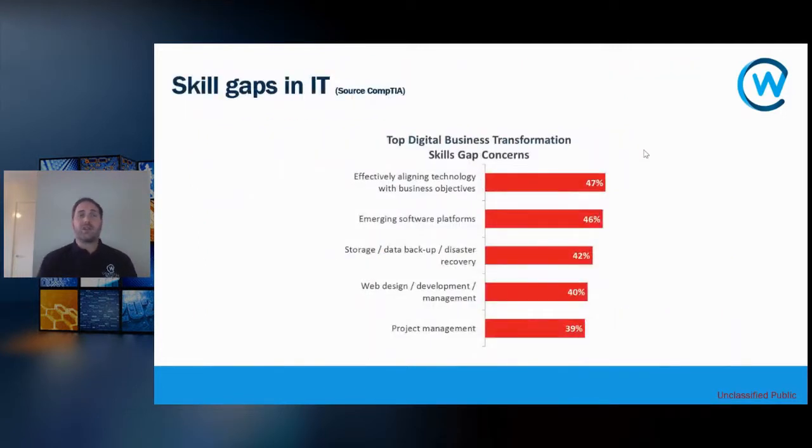Skill gaps in IT, and we look at various different approaches on this, but at the moment when we're talking about digital business and transformation, 47% of organizations have a concern around effectively aligning technology with business objectives. 46% have concerns around emerging software platforms and skill gaps within those platforms. 42% look at storage, data backup, and disaster recovery as a big and key concern. Web design, development, and project management are also high on the list.